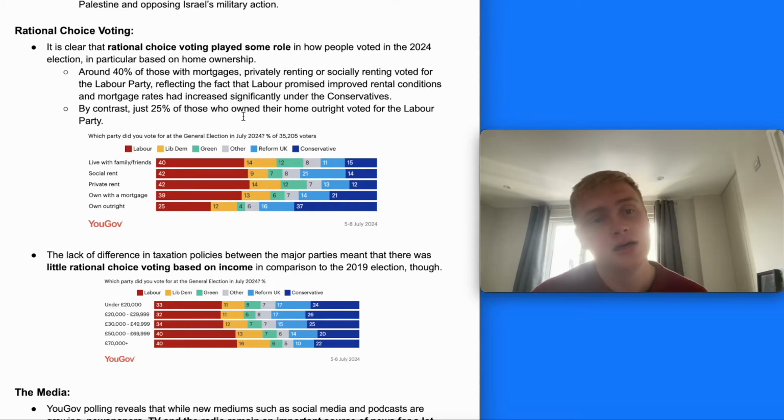So home ownership, around 40% of those with mortgages, privately renting or socially rented voted for the Labour Party, reflecting the fact that Labour promised improved rental conditions and mortgage rates had increased significantly under the Conservatives. But by contrast, just 25% of those who own their own home outright voted for the Labour Party. And the lack of difference in taxation policies between the major parties meant that there was little rational choice voting based on income, though, in comparison to the 2019 election, as you can see here in this graph produced by YouGov.